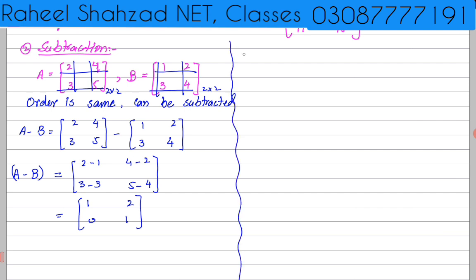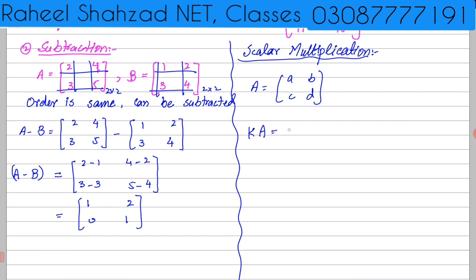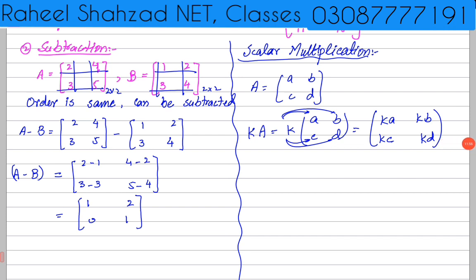Scalar multiplication. Suppose I have a matrix A as a, b, c and d, and I need to multiply a scalar with the matrix A, that is written as k times a, b, c and d. This constant is going to be multiplied with every single entry, okay? So it's going to be ka, kb, kc and k times d.